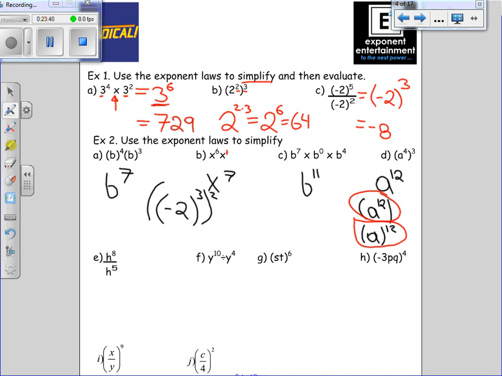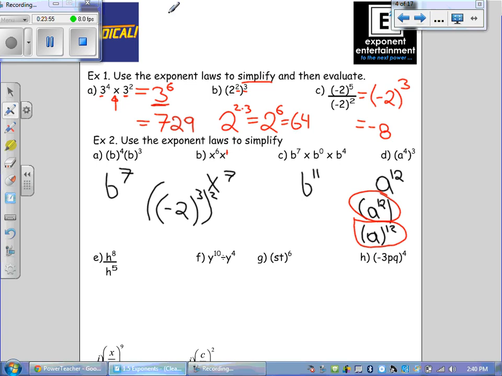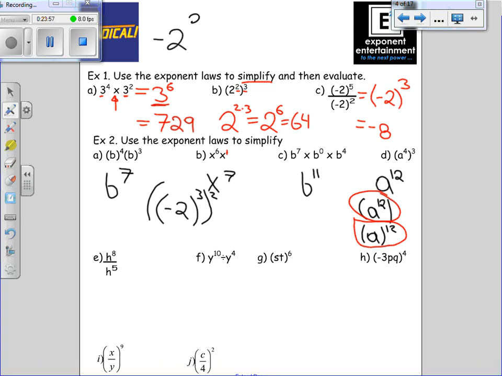Yeah, because if you had -2 squared, what it's really saying is -1 times 2 times 2. So the negatives aren't going to cancel each other out. But if we had brackets around it, now it's saying -1 times -1, and now they'll cancel themselves out. Does that make sense? Yeah.